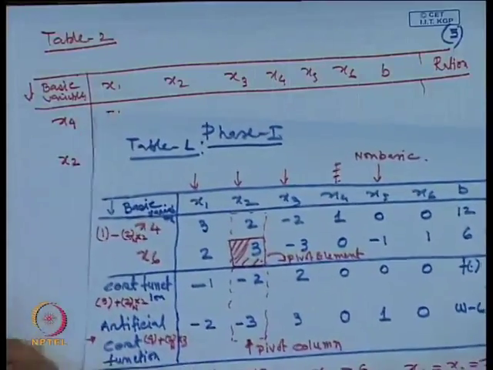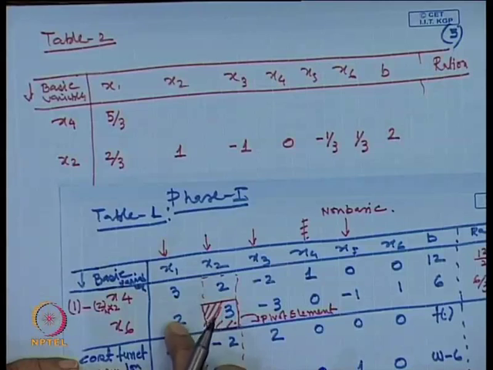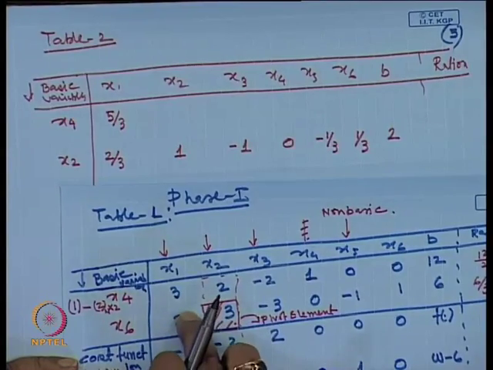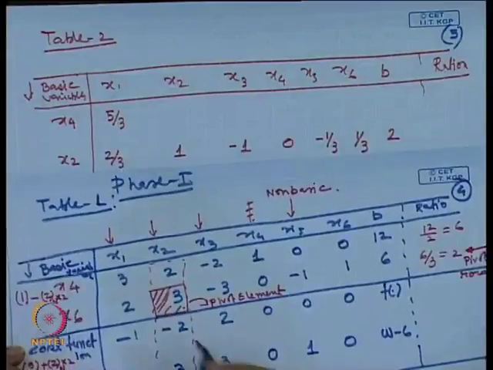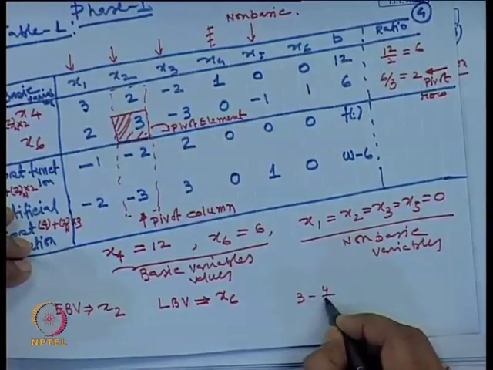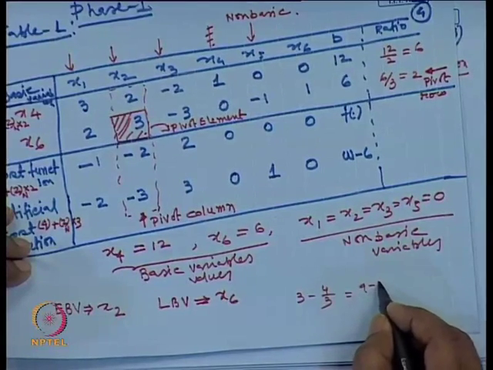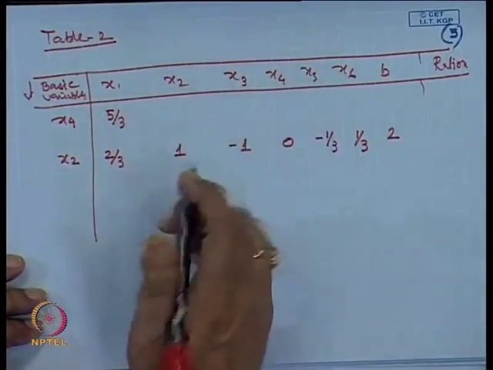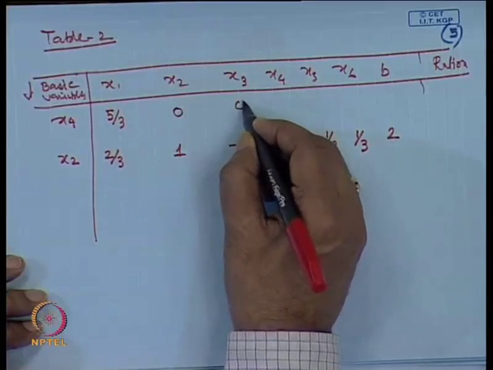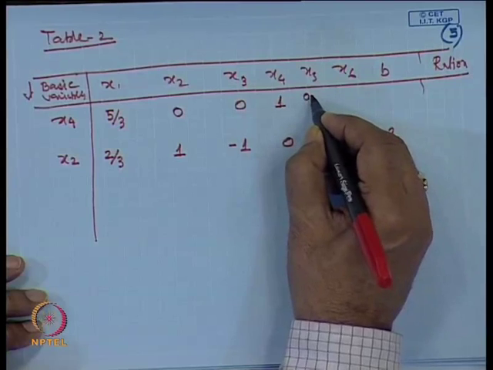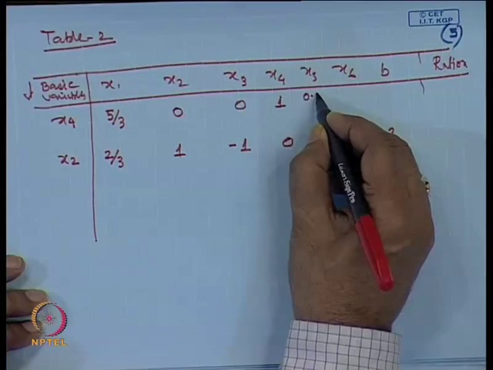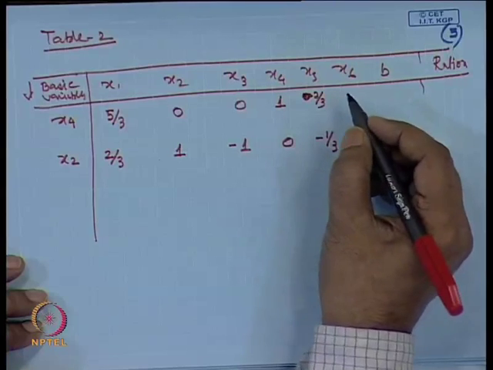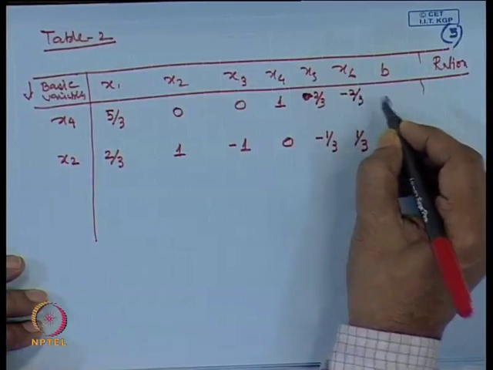So, this one is coming, I have divided by this 2 by 3. So I multiplied by 2 by 3, meaning 4 by 3. So this 3, minus 4 by 3, this is nothing but 9 minus 4 by 3, which is 5 by 3. So this is 5 by 3. Similarly, you have to do all these things. So 0, 0, 1, this will be 2 by 3, this is 2 by 3, this is minus 2 by 3, then this is 8.